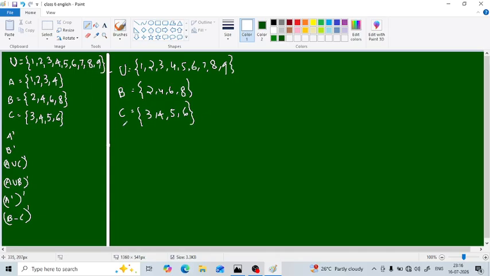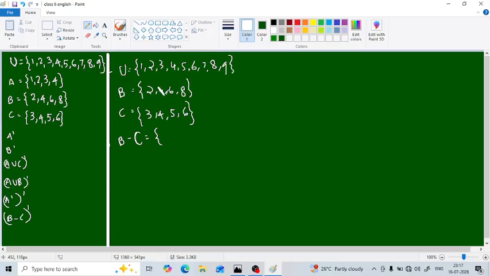Here what we have to do? We have to subtract C from B. That means we have to subtract all the elements of C that are present in B. The first element of C is 3, so we have to subtract 3 from B, but unfortunately 3 is not present here, so we can't subtract it. Leave it. What is the next term? It is 4. So we have to subtract 4 from B.